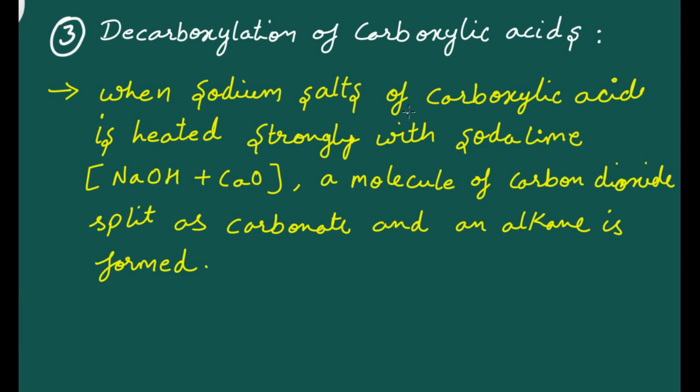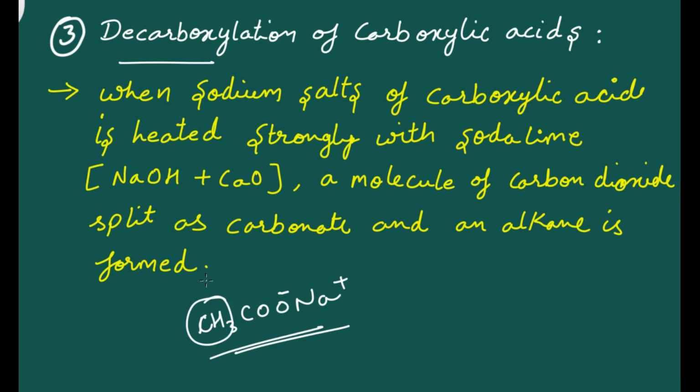Decarboxylation of carboxylic acid. As the name suggests, decarboxylation simply means removal of carbon dioxide or carbonate group, right? What is sodium salt of carboxylic acid? CH3COONa, positive, negative. This is sodium salt of carboxylic acid. The alkyl group can be either CH3, or you can give RCOONa. So this is sodium salt of carboxylic acid. When sodium salt of carboxylic acid is heated strongly with soda lime, that is NaOH plus CaO, calcium oxide, a molecule of carbon dioxide is split off as carbonate and an alkane is formed.